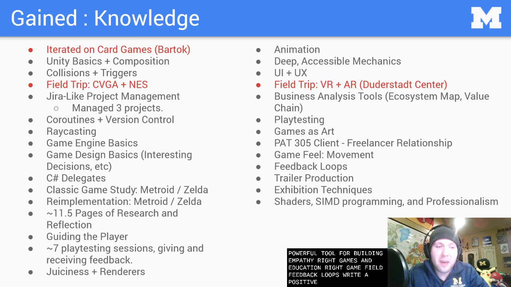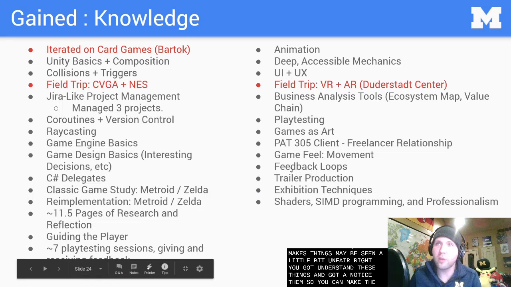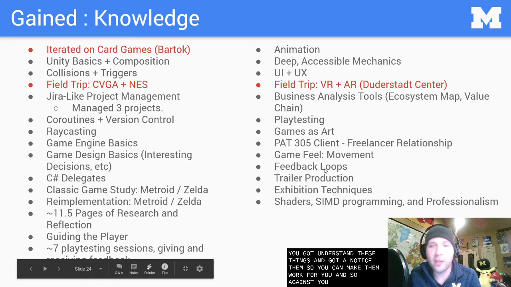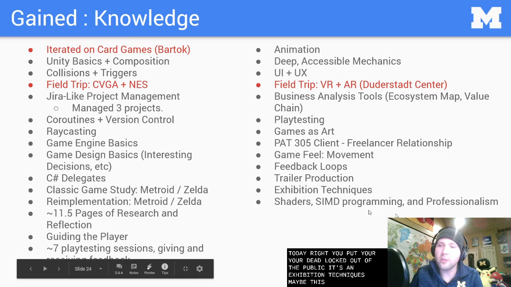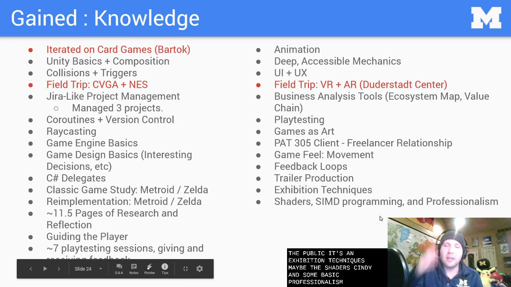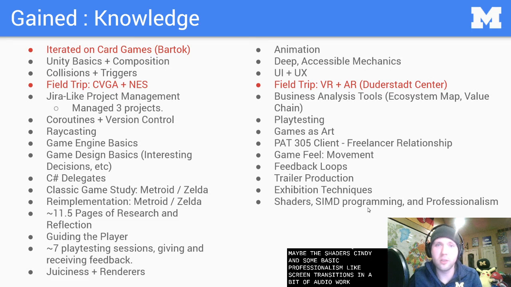A positive feedback loop that just ruins a game, right? Or a negative feedback loop that brings players together or consequently makes things maybe seem a little bit unfair, right? You got to understand these things and got to notice them so that you can make them work for you instead of against you. You've done some trailer production, right? Some advertising, marketing. You're generating screenshots and GIFs just today, right? You've put your dev blogs out in the public. Some exhibition techniques maybe, and then shaders, SIMD, and some basic professionalism like screen transitions and a bit of audio work too.